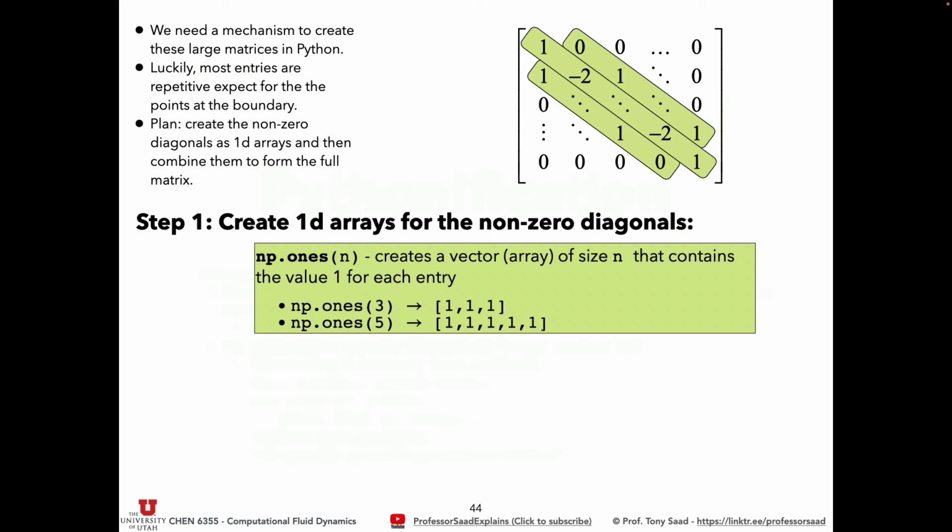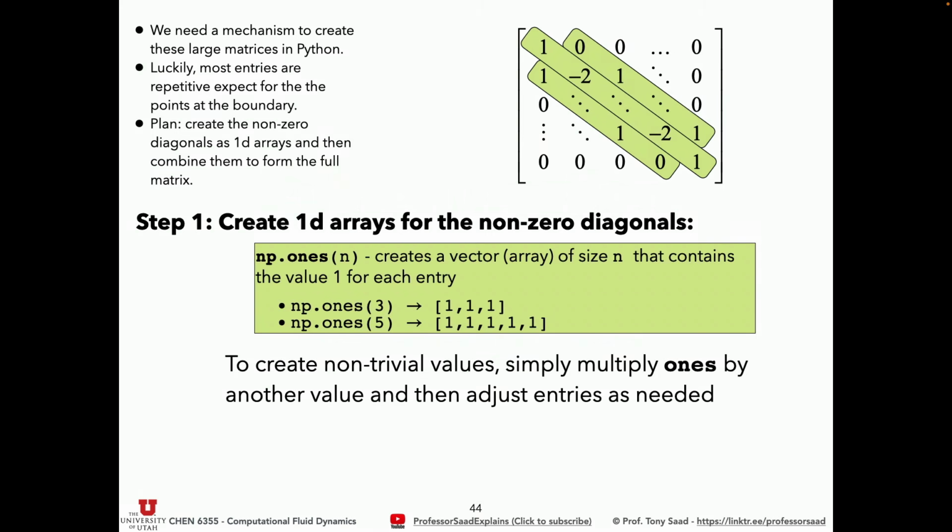So now to create non-trivial values, we can use this to set the first upper and the first lower diagonal. And then we go and fix this last point and fix the first point, okay? What about the middle? You have -2s mostly.